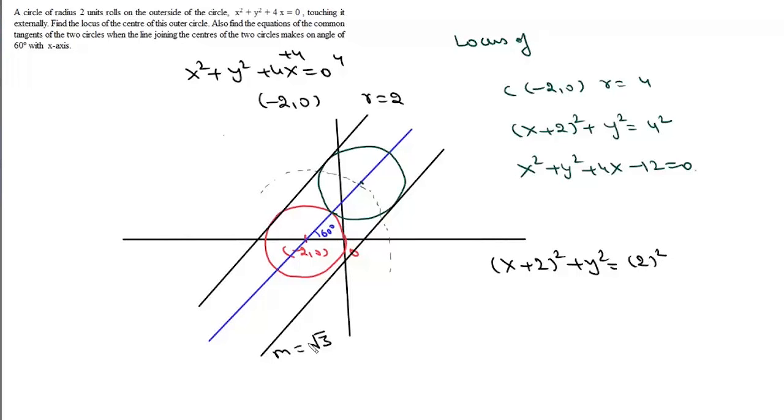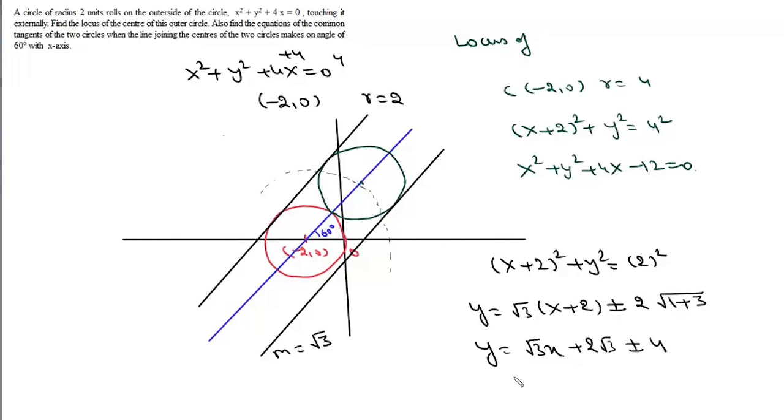So the equation of a tangent with slope root 3 will be given by y = m(x + 2) ± r√(1 + m^2), and 1 + m^2 is 4, so the root is 2. So we'll get y = √3x + 2√3 ± 4. So the equation of these two tangents will be given by √3x - y = ±4 - 2√3.